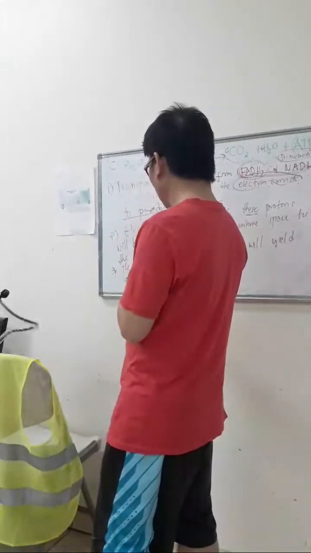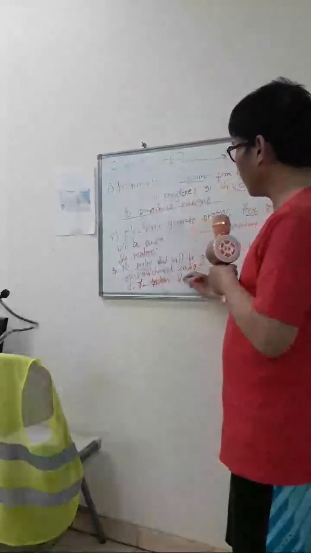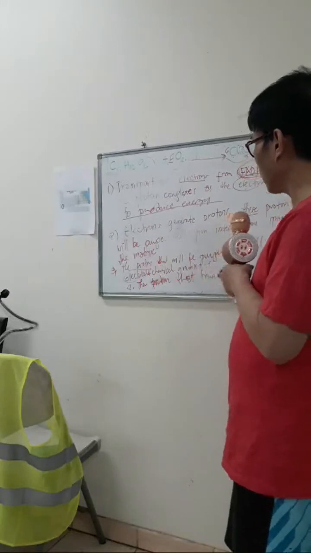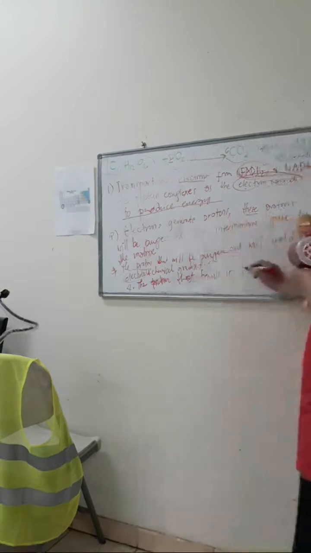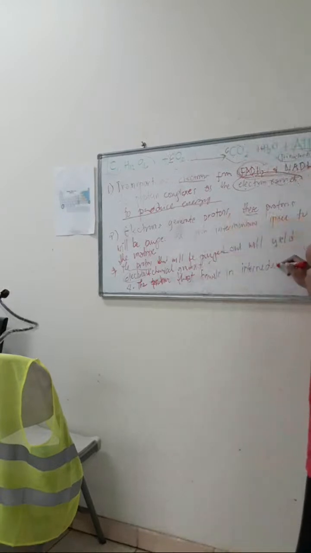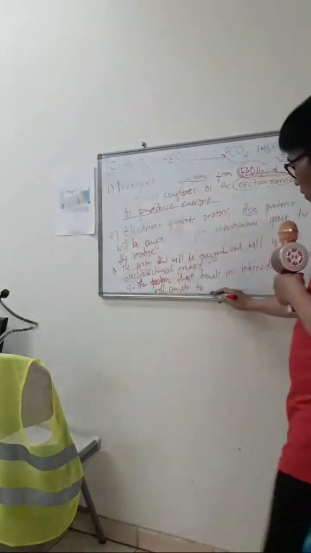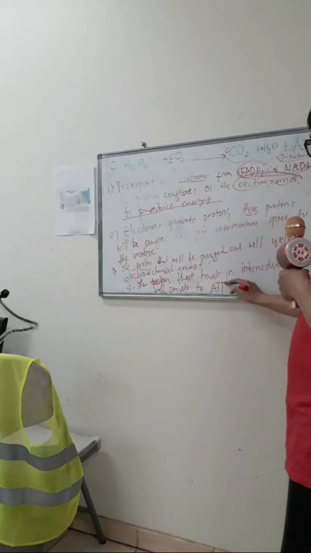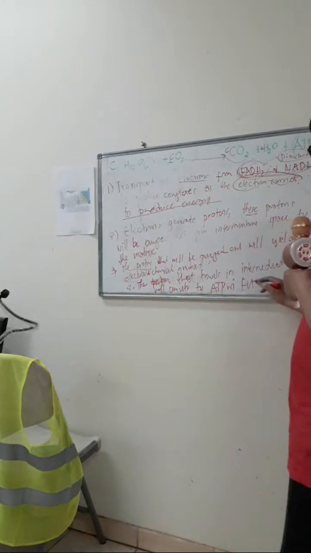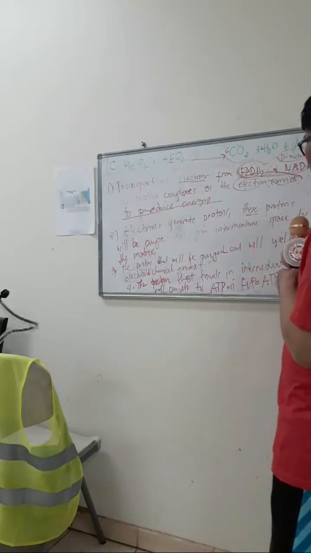Number 4, the electrical gradients, the protons, the protons that travel in the intermembrane space, will be converted to ATP, adenosine triphosphate, where the F1, F0 ATP synthase enzyme is involved.